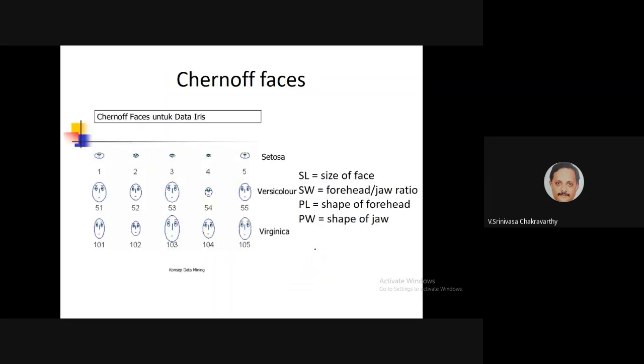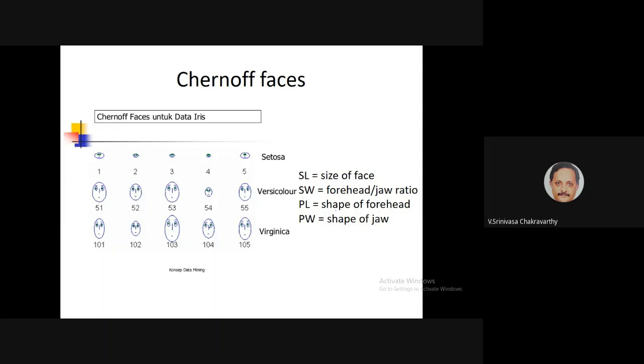Even more innovative ways of depicting multidimensional data is what's called Chernoff faces. Basically, in this case, you use the high-dimensional vector data, and use each feature value to encode one property of a face, which is like a cartoon of a face. This is quite arbitrary; it's more like an art than a science. The sepal length in this case is used to denote the size of the face, and sepal width the forehead to jaw ratio. Petal length denotes the shape of the forehead, and petal width the shape of the jaw.